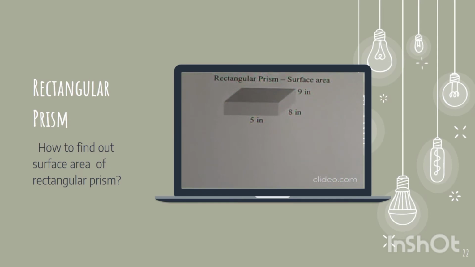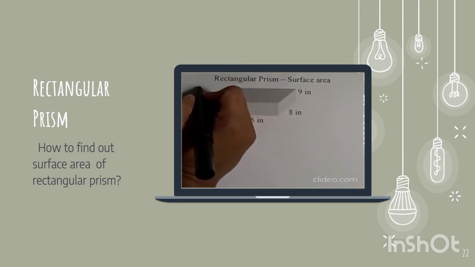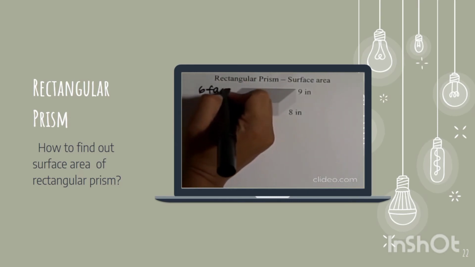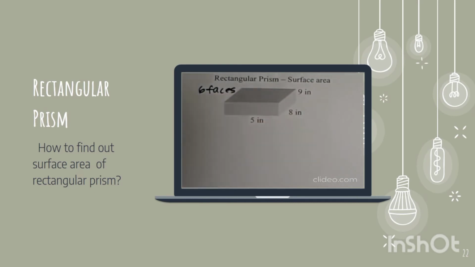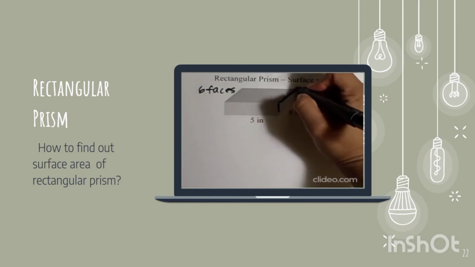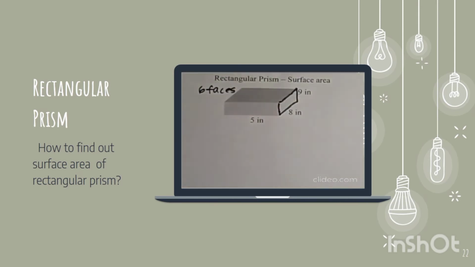Okay, today we're going to be solving for surface area of a rectangular prism. Remember, a rectangular prism is a three-dimensional shape. A rectangular prism has 6 faces. And what I mean by a face is that this right here would be considered one face. And if I look, I have 1, 2, 3 faces looking at me. I then have 1, 2, 3 faces that are hidden, giving it a total of 6 faces. We will need to keep that in mind as we solve for surface area.